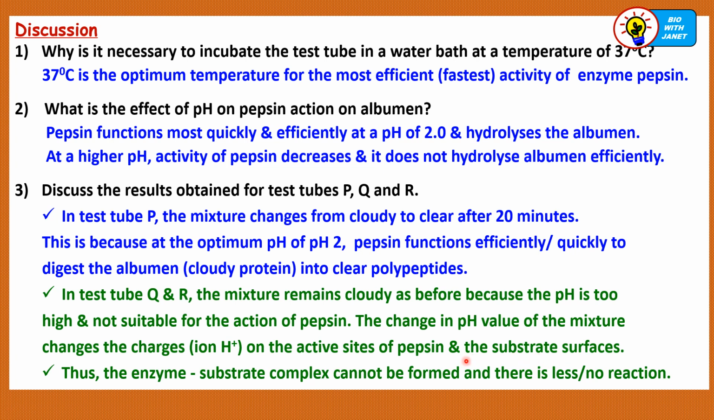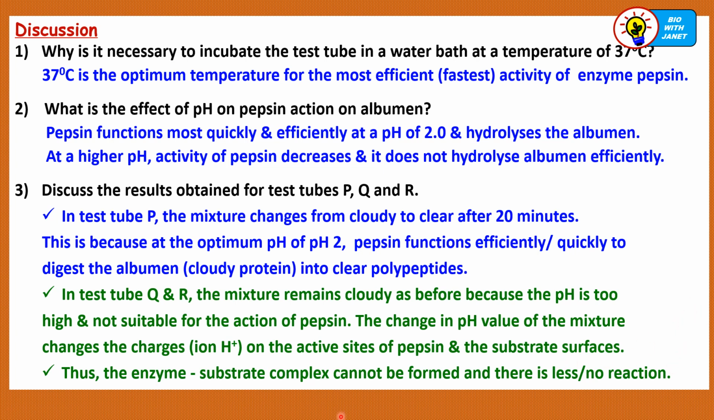That means the substrate molecule cannot bind to the pepsin molecule at the active sites, because both are positively or both are negatively charged. Thus, the enzyme-substrate complex cannot be formed, and there is less or no reaction because there's no binding between the substrate and the active sites.